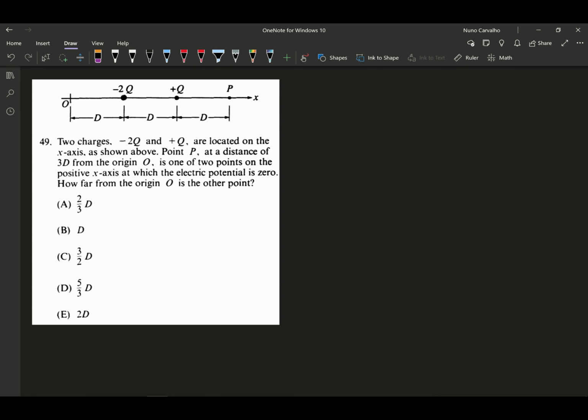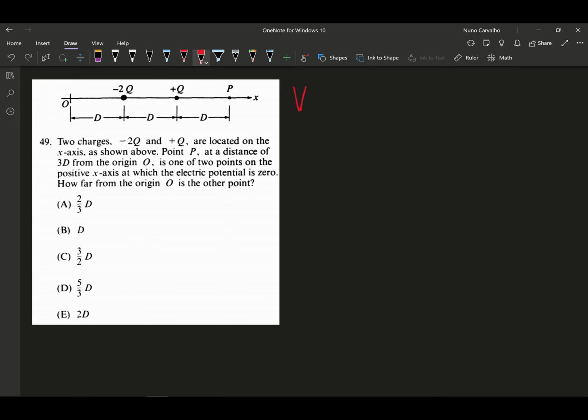And so let's think where this other point would occur. What I'd be thinking is that very close here to the negative 2q charge, the voltage is going to be negative, while very close to the positive q charge, the voltage is going to be positive, which means that somewhere along here, we cross some point where V is equal to 0. So we need to be looking for a point somewhere in here where the voltage would be equal to 0. So how are we going to do that?